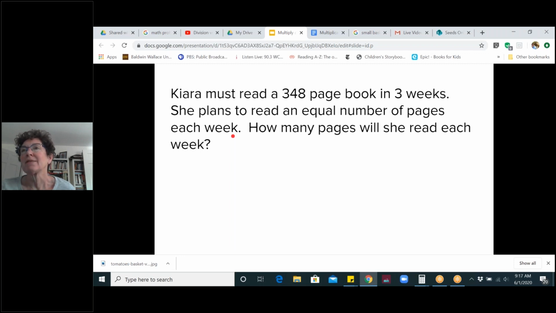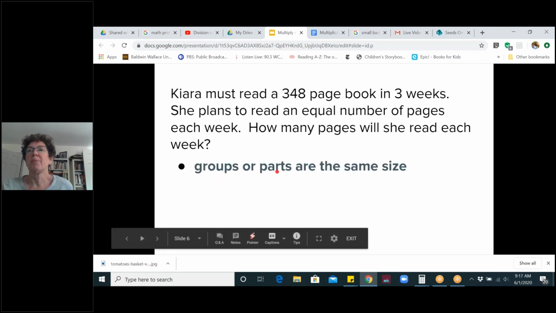I know how many baskets, 3. That's 3 weeks. The weeks are the same thing as the baskets. And I know that I'm going to read an equal number of pages each week. That's asking me how many tomatoes am I going to put in that basket? So how many pages will I read in each week?